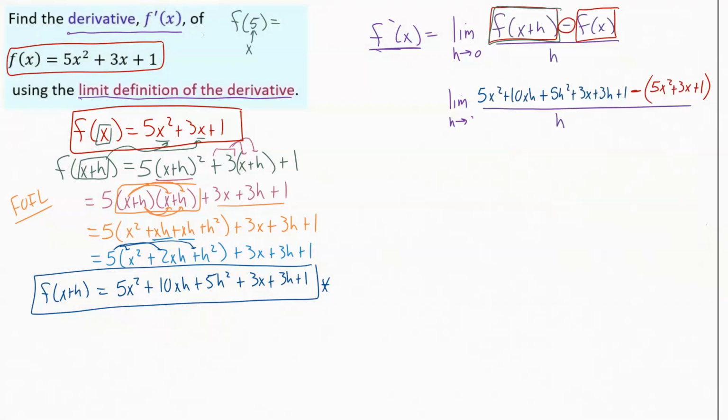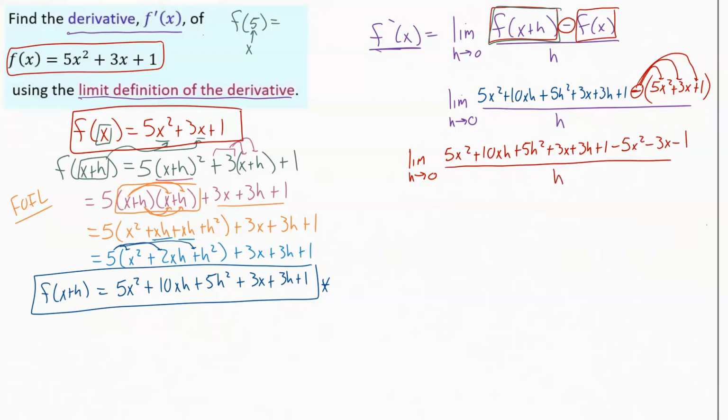The next move here is always going to be the same. You're going to want to go ahead and distribute that negative. This is why it was so important, because it's minus this whole chunk. So we need to go ahead and distribute that negative sign back through there. So what we're going to be looking at now is the limit as h approaches 0. All this stuff up in the front is going to stay the same. It's, again, battle of wills. You just got to write it all down. Plus 1, and now we distribute that negative. So we're going to get minus 5x squared minus 3x minus 1, and all of that is going to be over h.